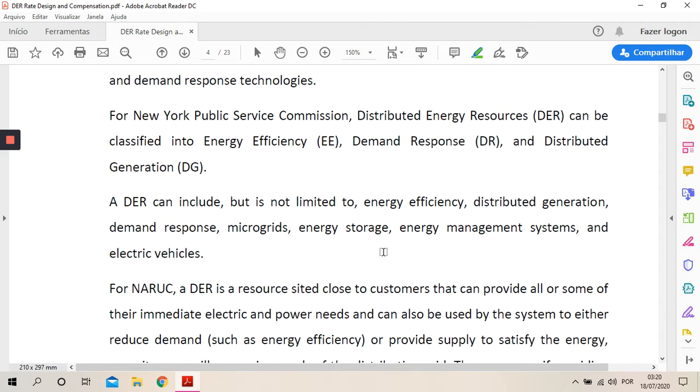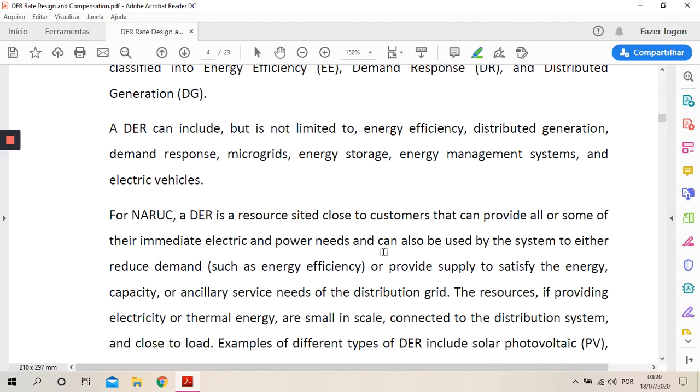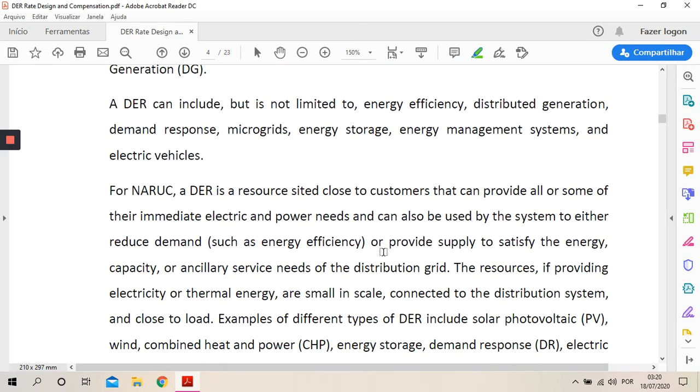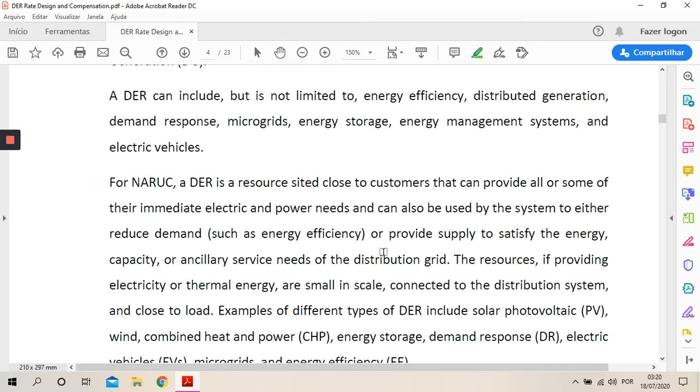For the New York Public Service Commission, distributed energy resources can be classified into energy efficiency, demand response, and distributed generation. DERs can include, but are not limited to, energy efficiency, distributed generation, demand response, microgrids, energy storage, energy management systems, and electric vehicles.